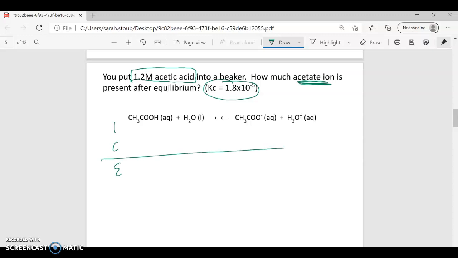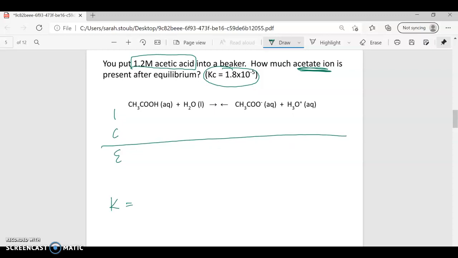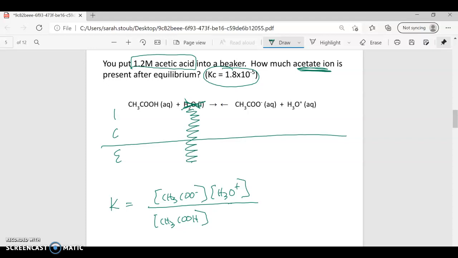So I'm going to set it up right by my equation here. I'm also going to need my K expression, so I'm going to start by writing that. K is equal to products. So here I've got my acetate ion times my H3O plus, hydronium it's called, divided by acetic acid, is what that thing's called. Water is a liquid, so I don't include water in the expression. Which means in the ICE table, I'm not going to care about what values those are at all, which actually simplifies it a little bit.